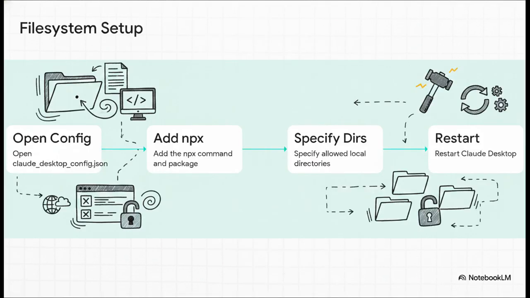Setting this up is also ridiculously easy. Let's say you want to connect the file system server to Claude Desktop. It is literally 4 steps. You open your configuration JSON file. You add a quick npx command that points to the file system package. You explicitly tell it which local directories it is allowed to see. And finally, you just restart Claude Desktop. A little hammer icon will pop up on your screen, and boom, you are connected.